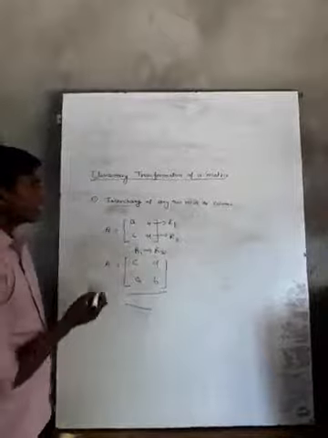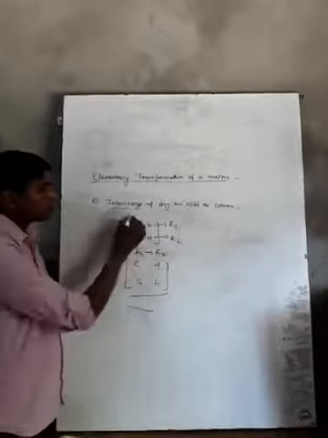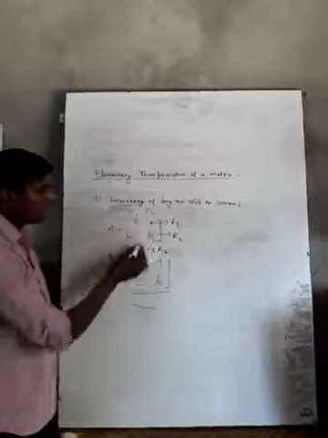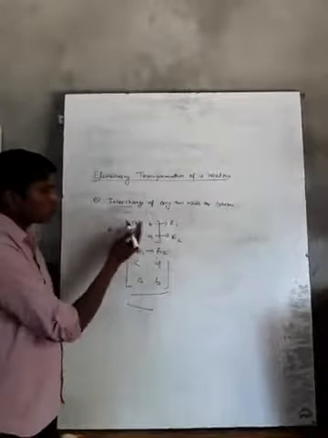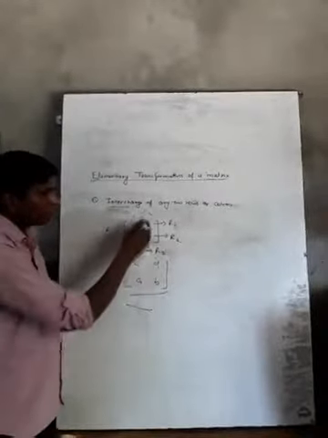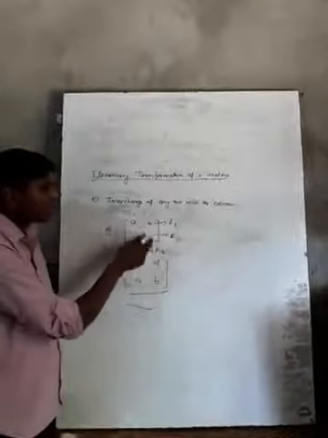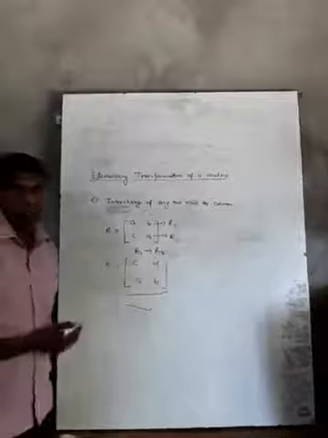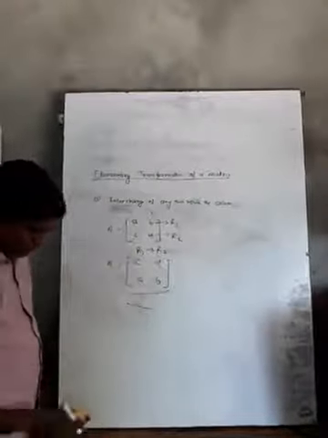Similarly, we can change the columns also. This is the column C1, this is your C2. When we write the interchange of C1 and C2, A, C will come at the place of B, D and B, D will come at the place of A, C. In this way, we can interchange two rows or two columns.